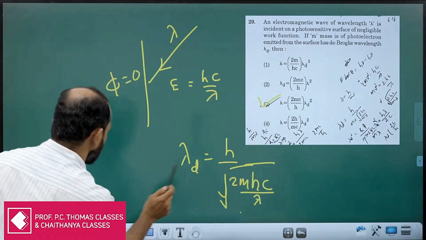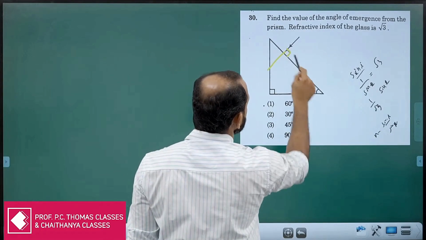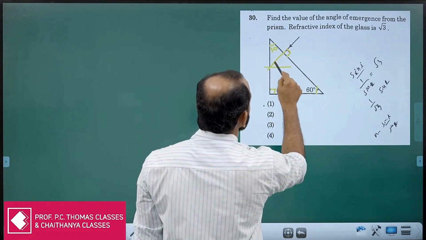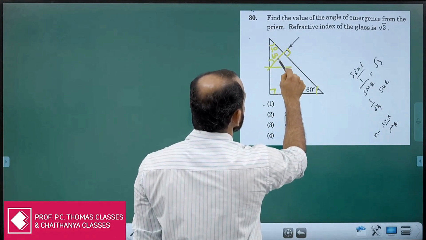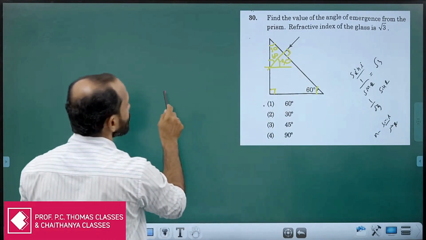You rearrange this. 30. Prism, incident light, this angle 90, this is 60, this is 90, so this is 30. So this will be 60, so this will be 30. So the angle of incidence is 30. Apply Snell's law.